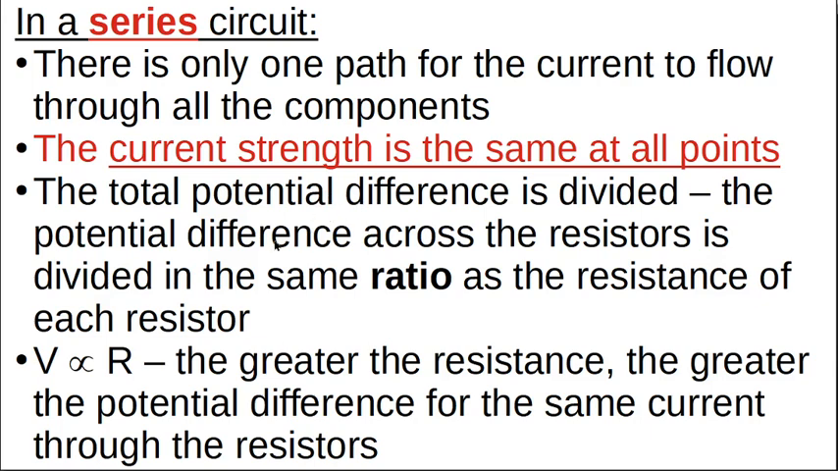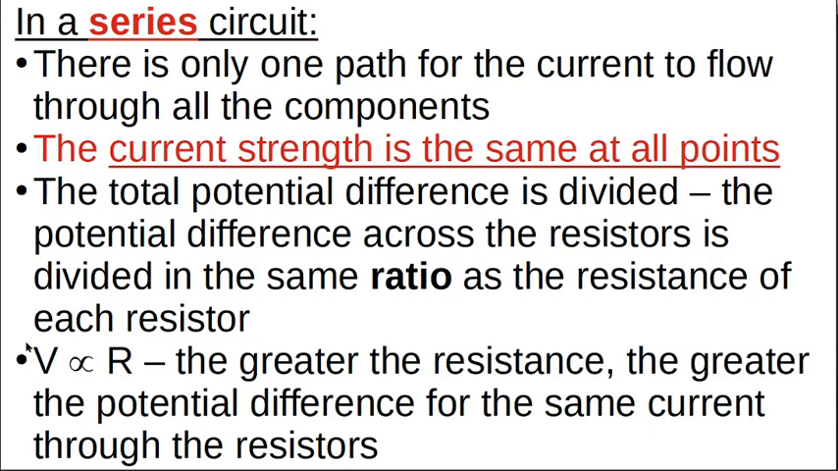So how does the potential difference divide up? It's not just random. The potential difference divides across the resistors in the same ratio as the resistance. So if you've got an 8 ohm resistor and a 4 ohm resistor, the 8 ohm resistor's got more potential difference and the 4 ohm has less potential difference, and the voltage will be in the same ratio as the ohms.